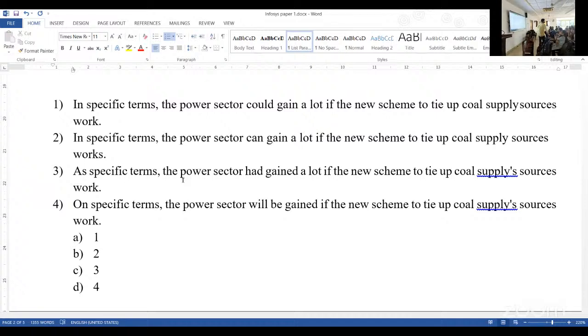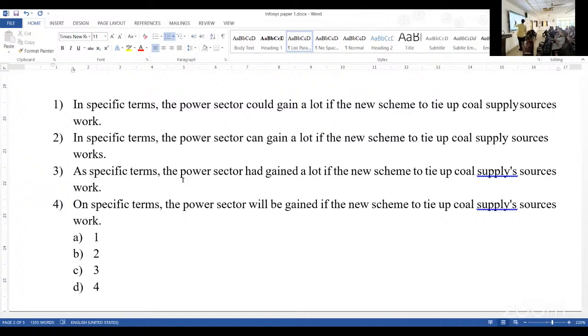Okay, so do you mean to say sources is the subject? Don't just look there, listen to my question. Is there only one subject in this sentence? New scheme, that is also one more subject, right? Now there are two subjects in this sentence. So now what would you see? Correct.